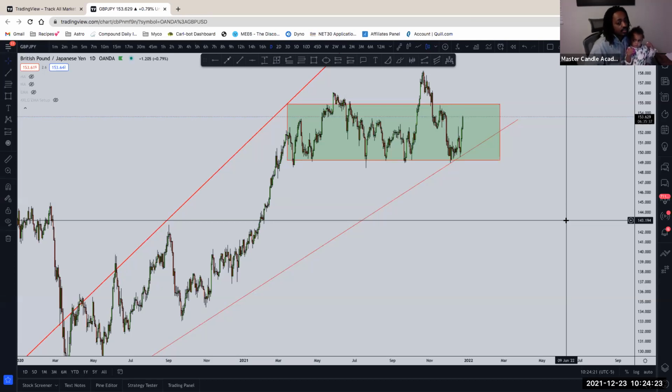All right, it was bullish. So that lets us know that any other time frame, we are waiting for bullish moves. We're waiting for bullish moves.